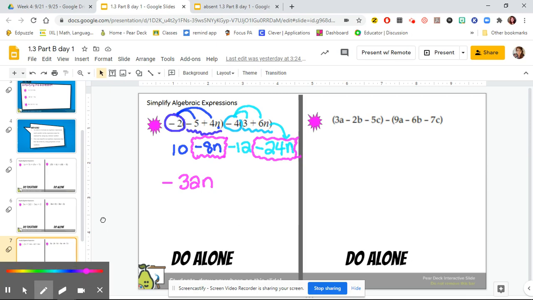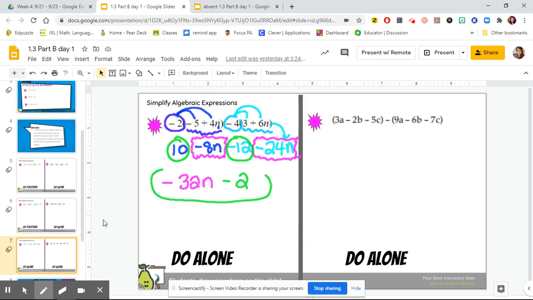The last step is we are going to look at the constants that we have, 10 minus 12. So 10 and -12, we're going to subtract to get -2. And since -32n and -2 are not like terms, I cannot combine any further. So therefore, that is my simplified algebraic expression.